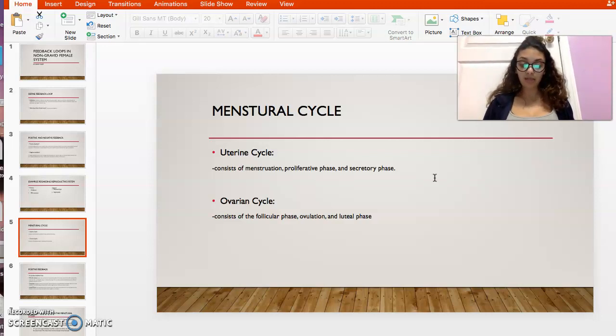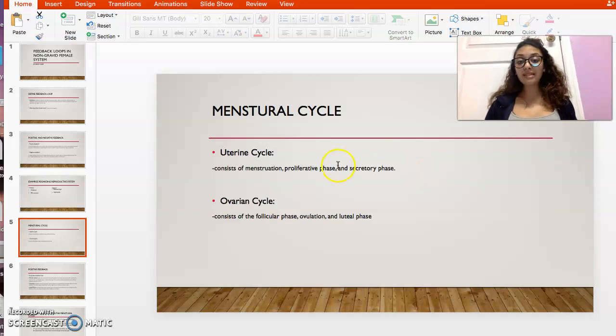A cycle is counted from the first day of the first period that you get to the very first day of the second period that you get. The average cycle is 28 days long. Cycles can range anywhere from 21 to 35 days in adults and 21 to 45 days in young teens.